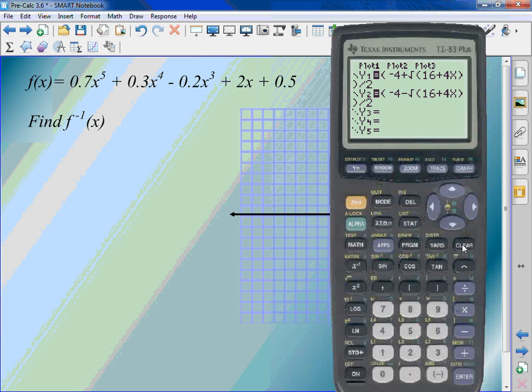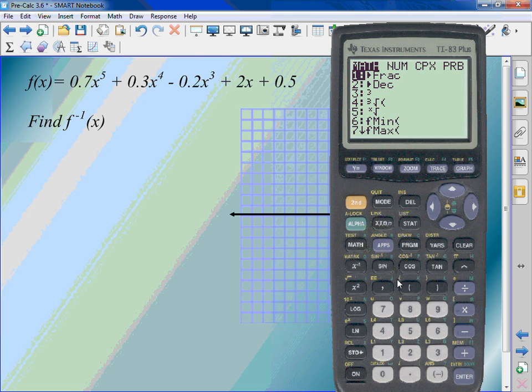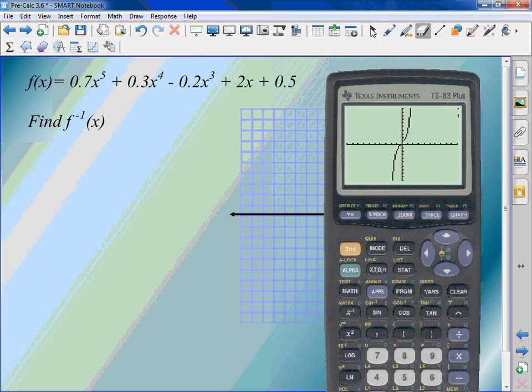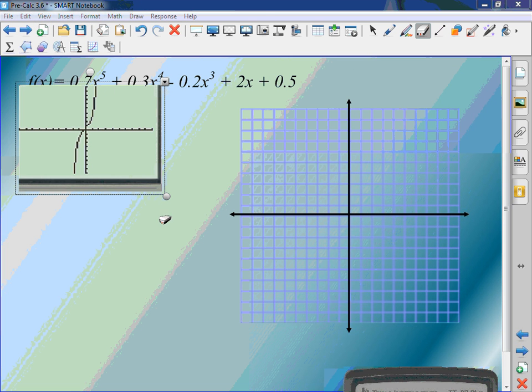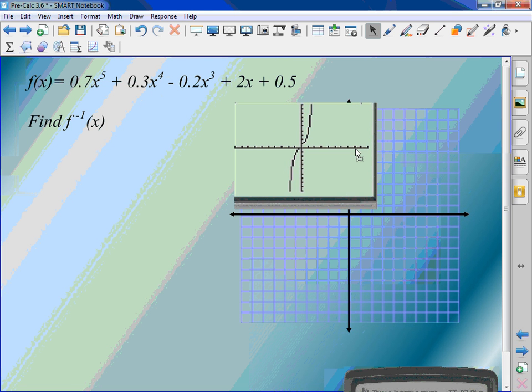Take the original function, put it in your calculator. 0.7 x to the fifth plus 0.3 x to the fourth minus 0.2 x cubed plus 2x plus 0.5. When I graph this, this is how it looks. That's my original function right here.